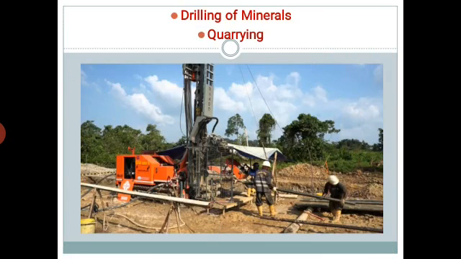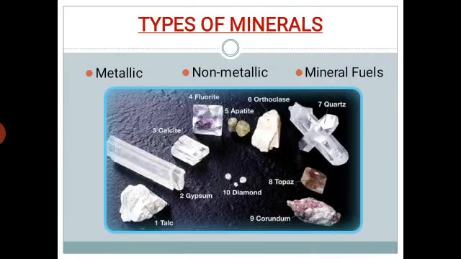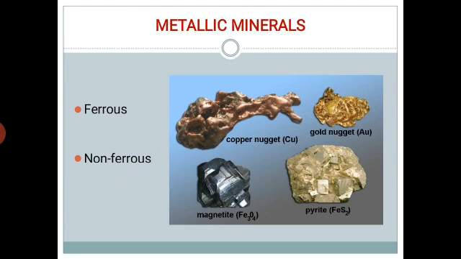So students, these are the three processes: mining, drilling and quarrying for minerals to be extracted. Okay students, next point is types of minerals. There are three types of minerals: metallic, non-metallic and mineral fuels. Okay, so first, metallic minerals. Okay students, let us discuss them in some detail.